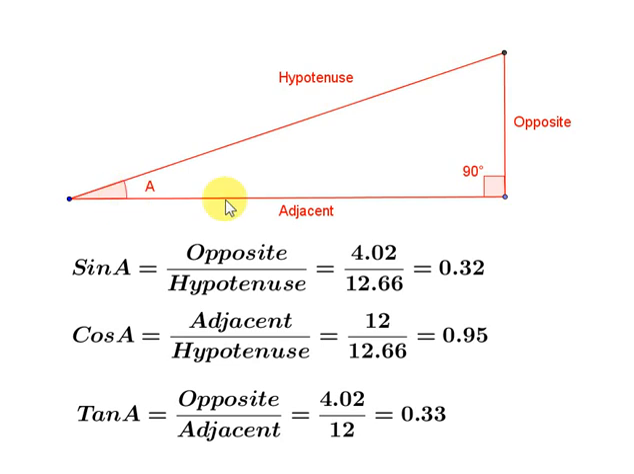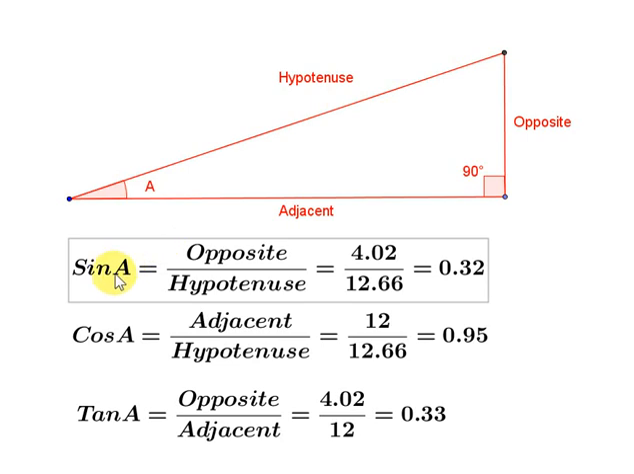Now, the short side that is next to angle A is called the adjacent side. Adjacent just means next to. So when we refer to the adjacent side in a right angled triangle, we are referring to the short side that's adjacent to the angle. We are not referring to the hypotenuse.